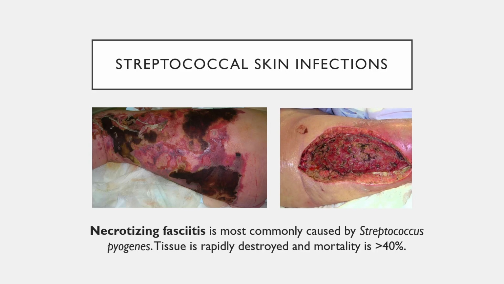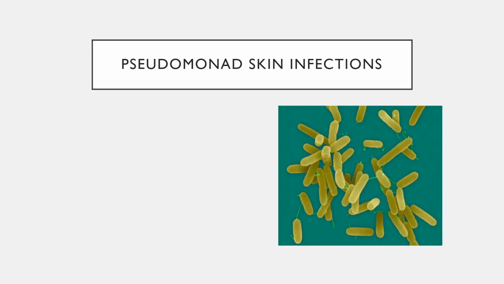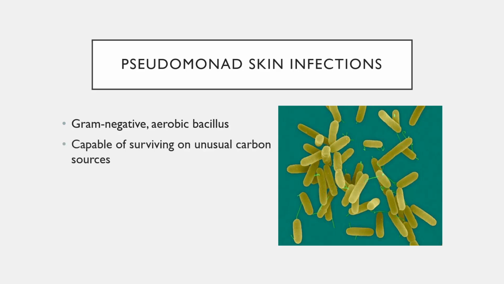Next, we have Pseudomonad skin infections. Members of the genus Pseudomonas are gram-negative, aerobic, and bacilli-shaped. They are particularly difficult to disinfect because they are capable of surviving on unusual carbon sources. They have a broad range of metabolic capabilities, and so they have been known to be found growing on adhesives or even in some types of mild disinfectants.